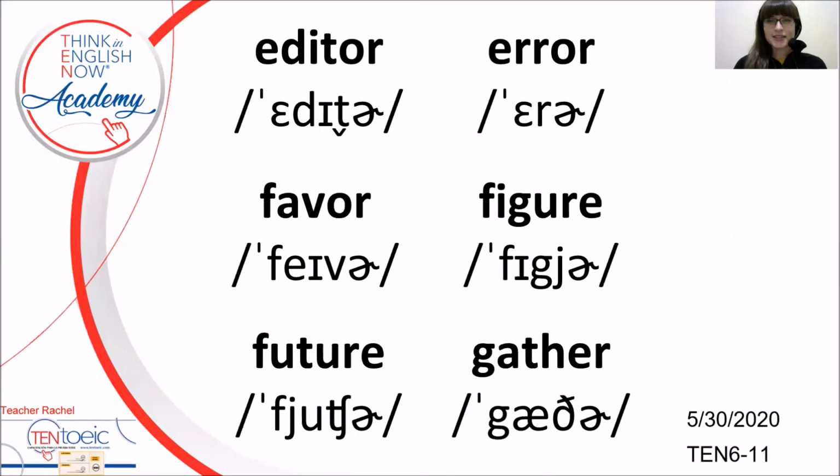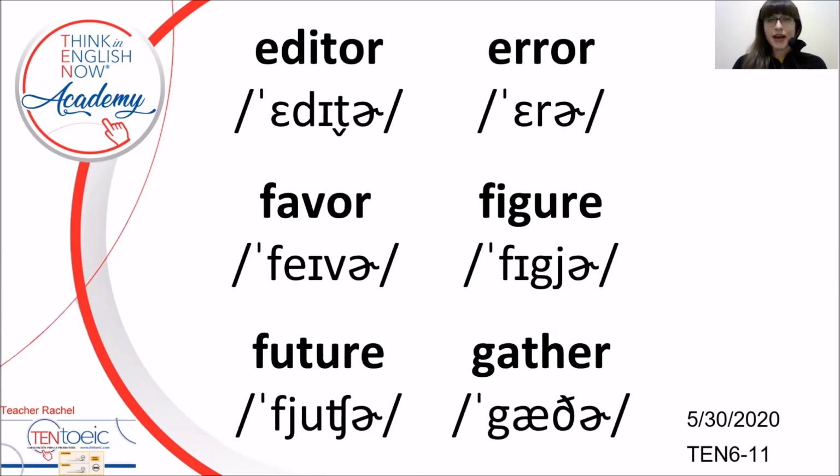Editor. This is someone describing a person that will fix or read and fix mistakes. For example, a newspaper. A newspaper has an editor. Everybody writes their stories or articles, but the editor makes sure everything is okay before the newspaper is printed.